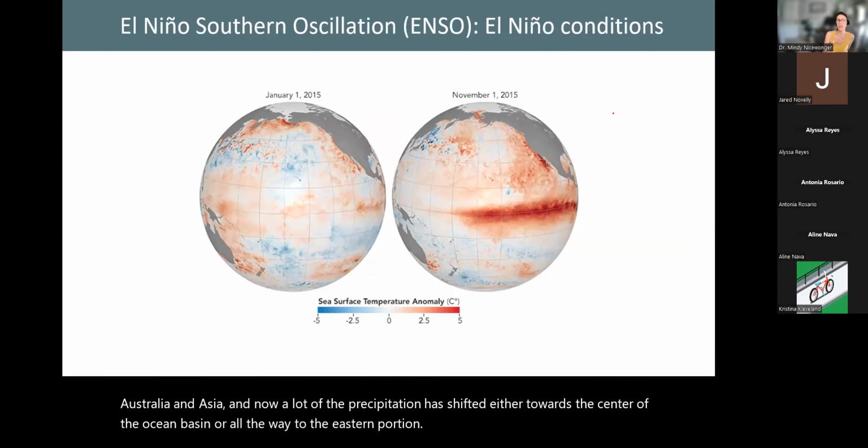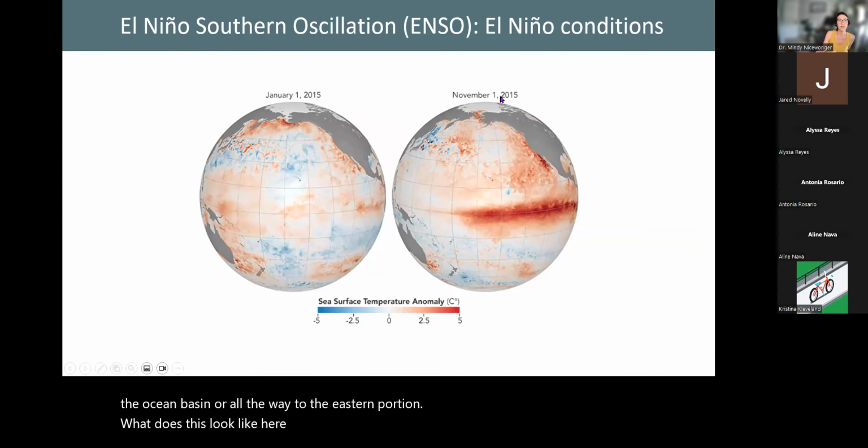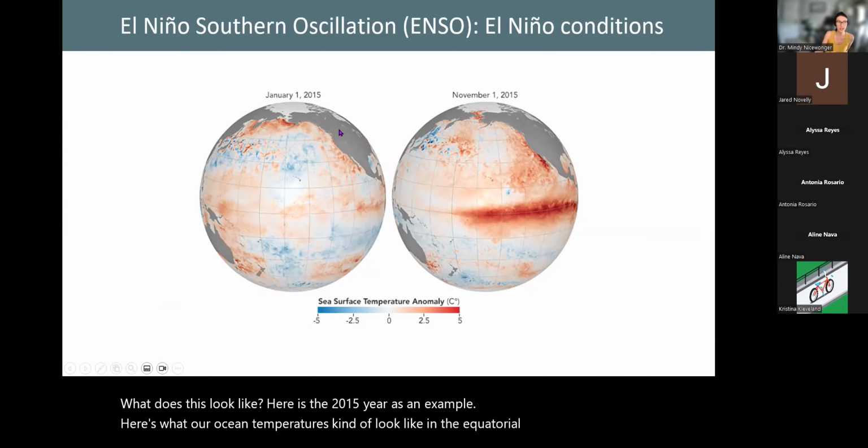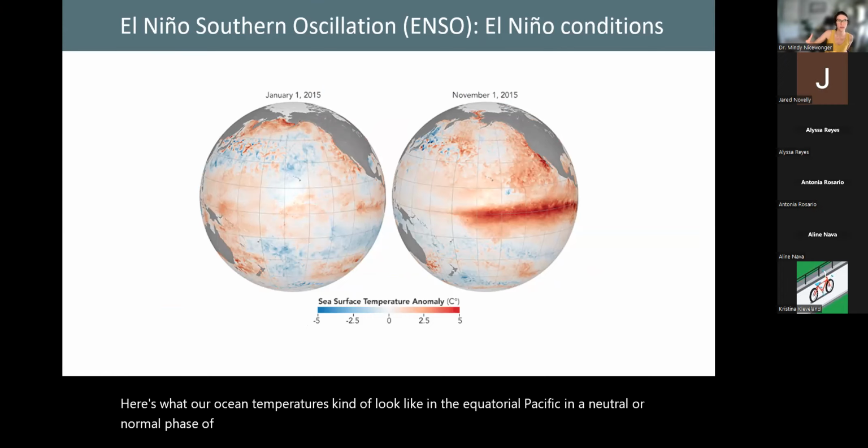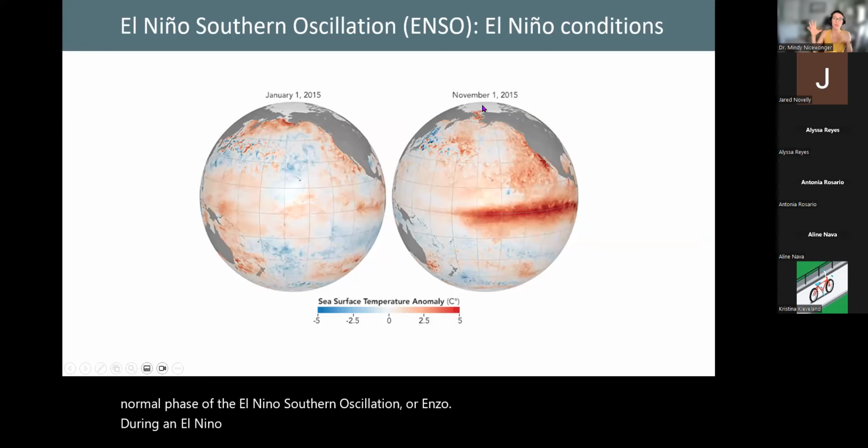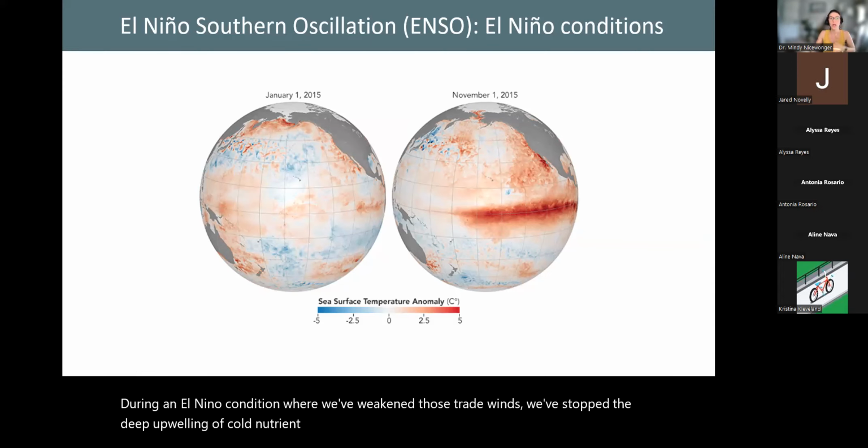What does this look like? Here is the 2015 year as an example. Here's what our ocean temperatures look like in the equatorial Pacific in a neutral or normal phase of the El Nino Southern Oscillation, or ENSO. During an El Nino condition, where we've weakened those trade winds and stopped the deep upwelling of cold, nutrient-rich water, we get really warm temperatures along the equatorial Pacific.